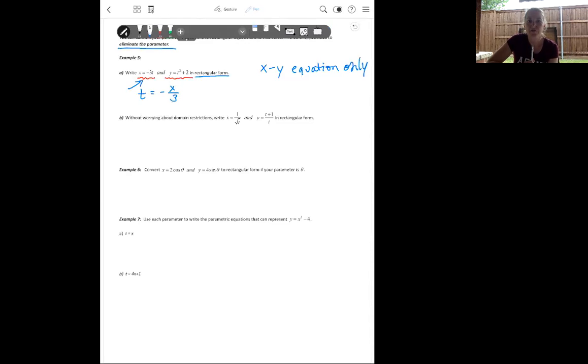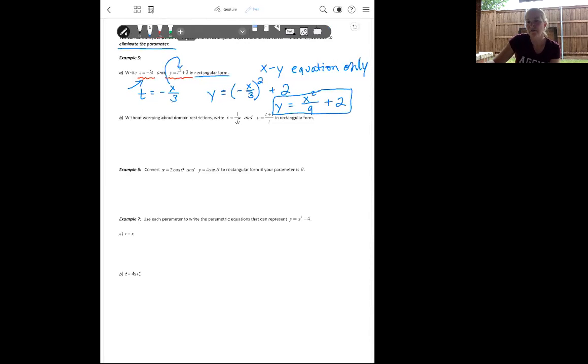Once we have that value for t from one of our equations, we're now going to plug that in for t in the other equation. So y equals, instead of t, I plug in negative x over 3. That value is squared plus 2. Simplifying it, negative squared becomes positive. X squared over 3 squared is 9, plus 2. That is the rectangular equation.